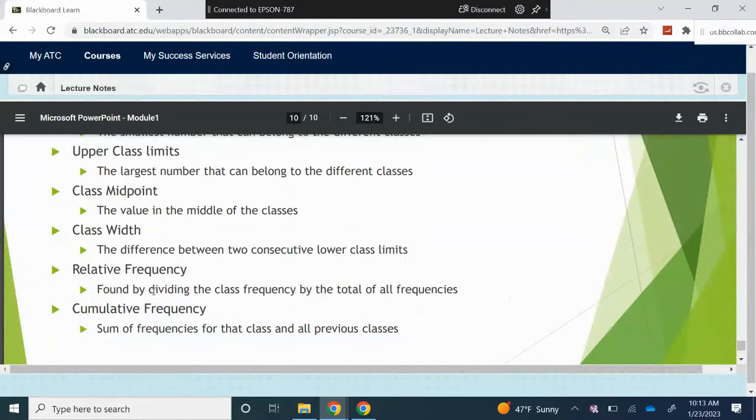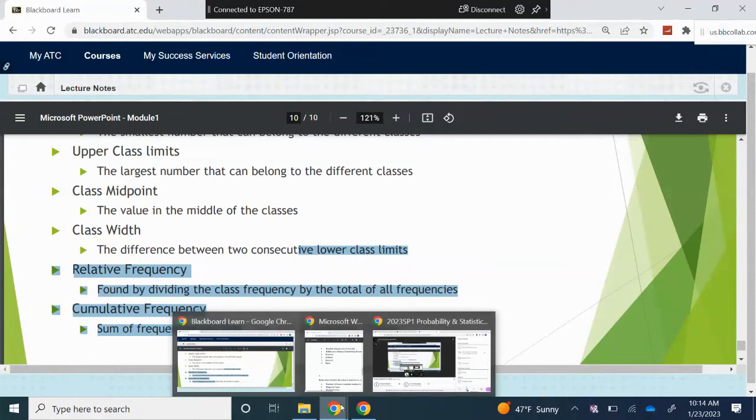The relative frequency is found by dividing the class frequency by the total of all frequencies. And we're going to see that in a second. And we also have cumulative frequency. The cumulative frequency is the sum of the frequencies for that class and all previous classes. Okay.